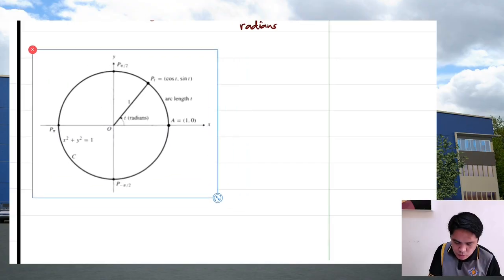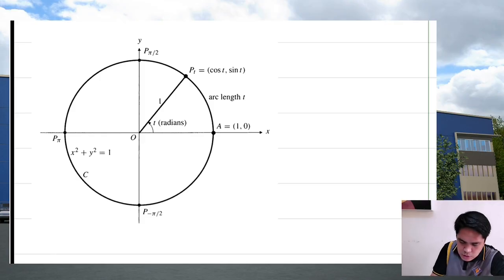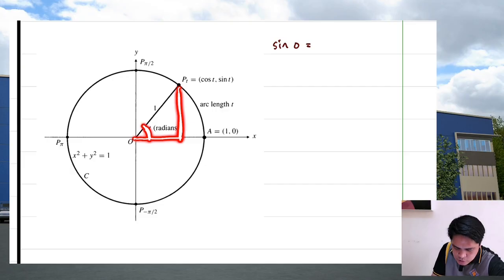Let us draw some generalizations. What would the angle be if t is 0? Or what would the ratios cosine and sine be? We'll start with sine 0. So what would be opposite over hypotenuse of sine 0?